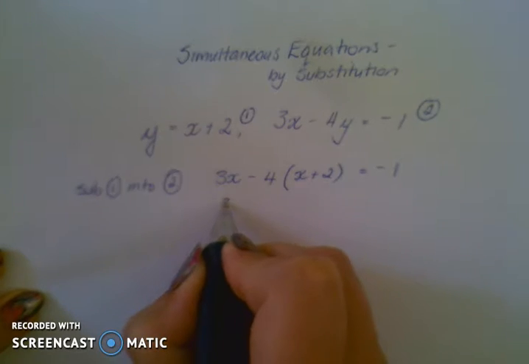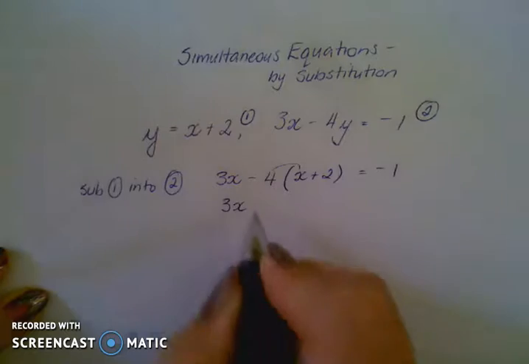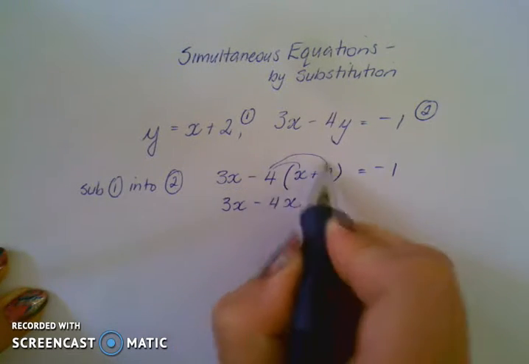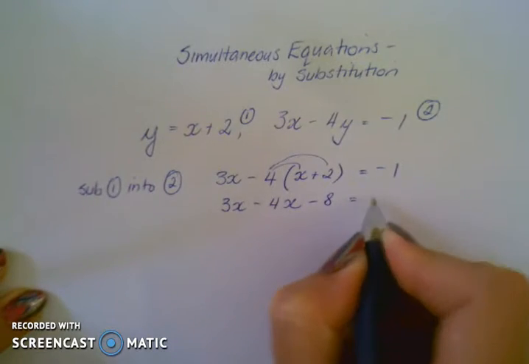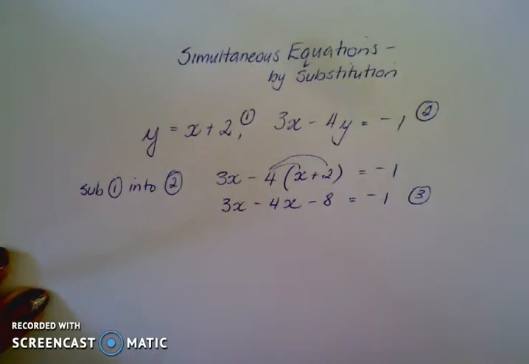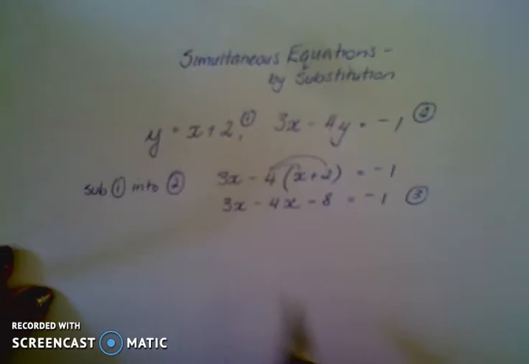So we've got 3x, now we've got negative 4 times x, so that's negative 4x, and we've got negative 4 times positive 2, so that's negative 8, is equal to negative 1. And let's call that equation 3. We've just simply numbered on, so we have 1, 2, and now 3.